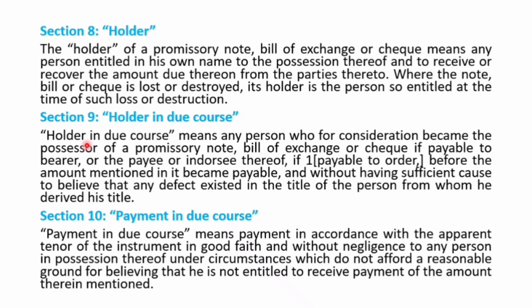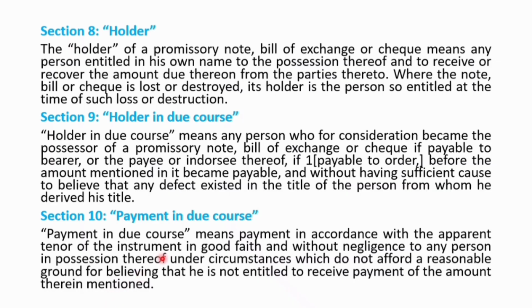Now let's see the bare act wordings. Holder in due course means any person who for consideration, the first essential, becomes the possessor of a promissory note, bill of exchange or check, if payable to the bearer, or the payee or endorsee thereof, if payable to order, before the amount mentioned in it becomes payable, that is before the maturity date, and without having sufficient cause to believe that any defect existed in the title of the person from whom he derived his title, that is good faith without knowing the defective title, then that person is said to be the holder in due course.